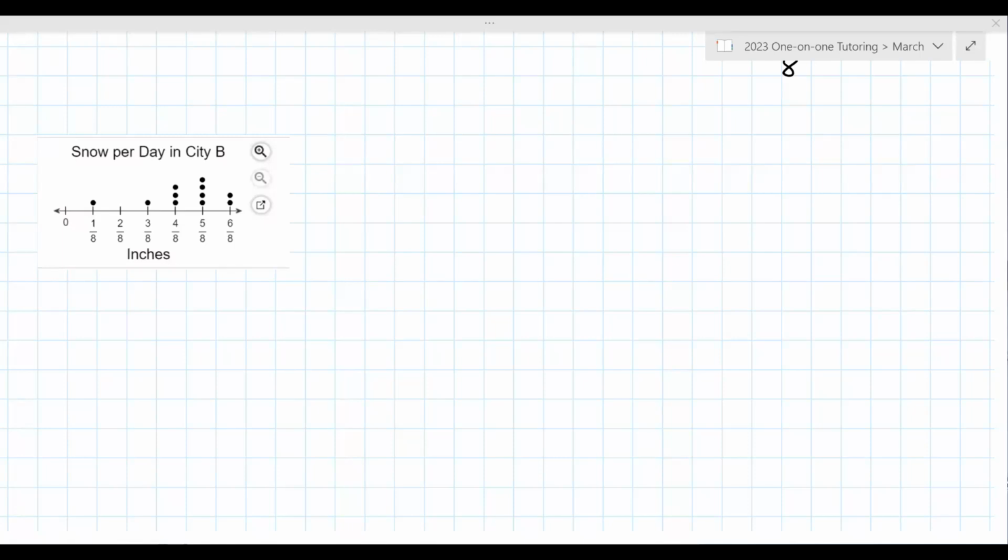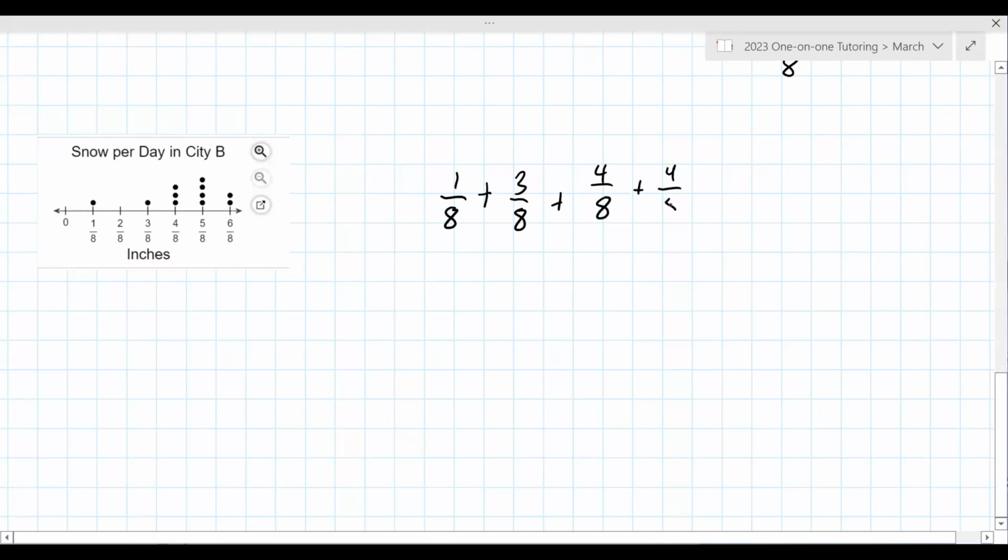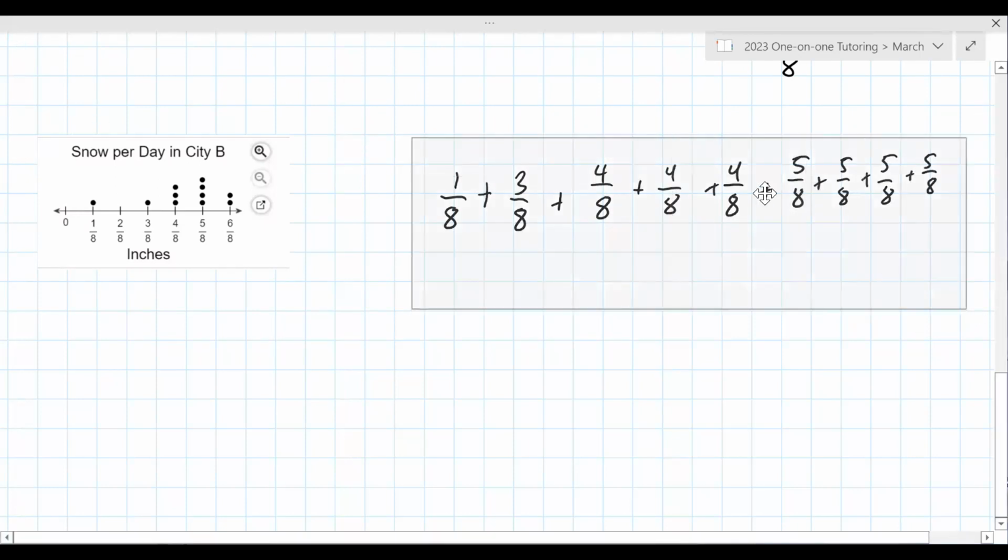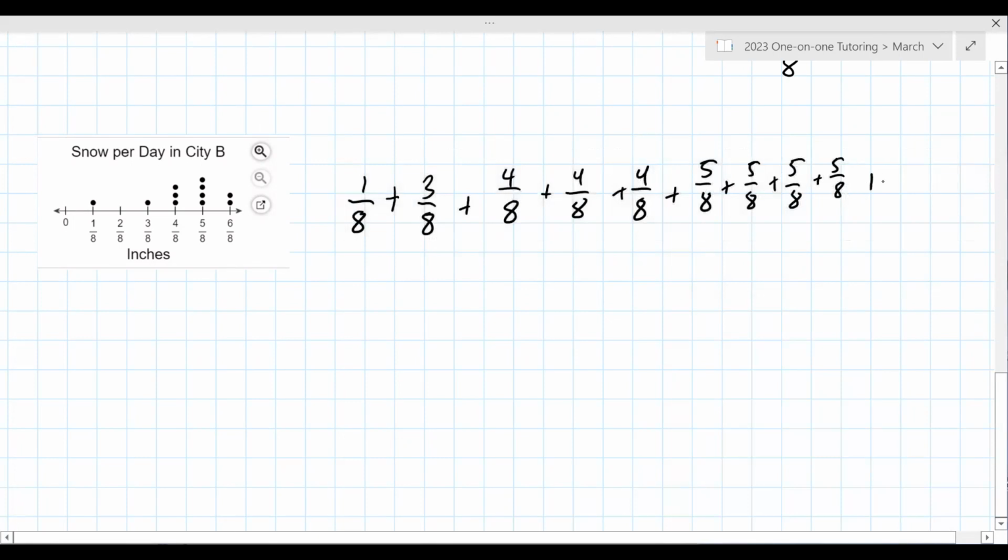Okay, so this time you're looking at wherever the dots are. So it's 1/8 plus 3/8 plus 4/8 plus 4/8 plus 4/8 plus 5/8 plus 5/8 plus 5/8 plus 5/8 because there's 4 of them. And then I've got to make a little more room here. Plus 6/8 plus 6/8. Okay. And this time you again have to add up all the top numbers. So I know there's a lot here, but go ahead and add those up for us, please.